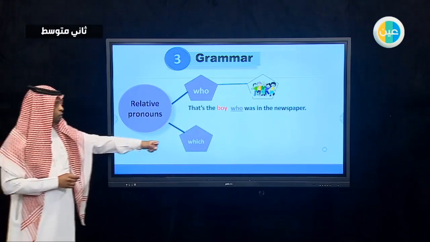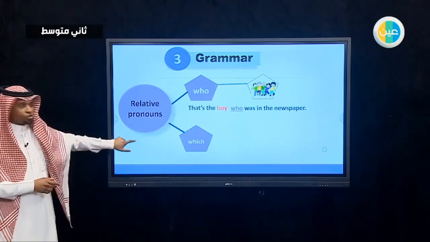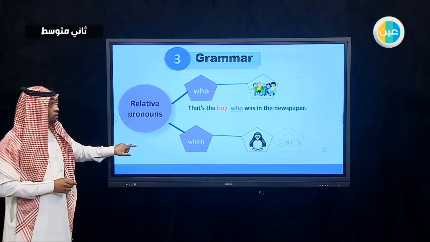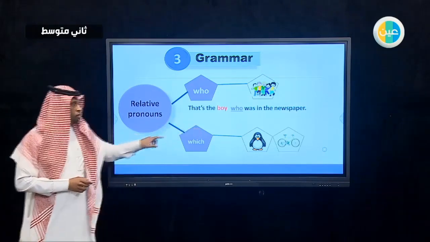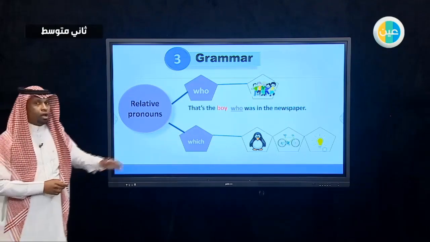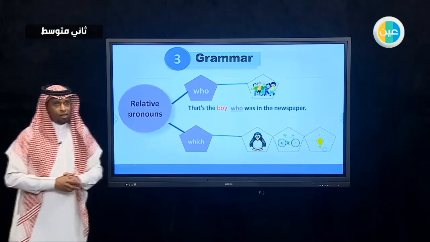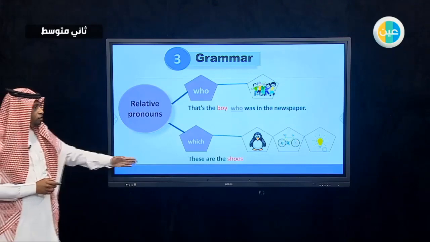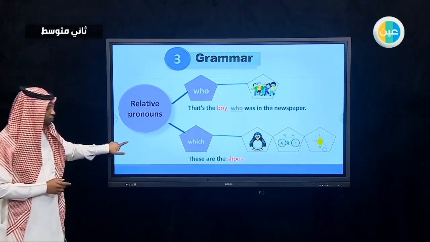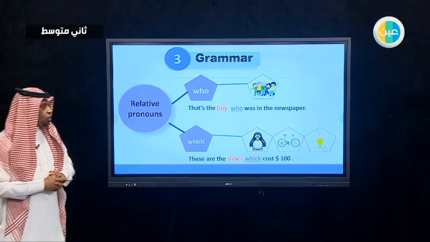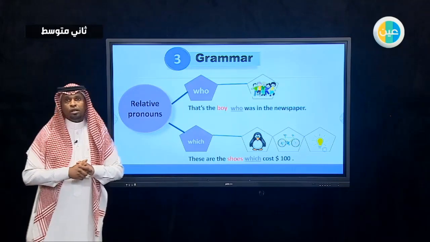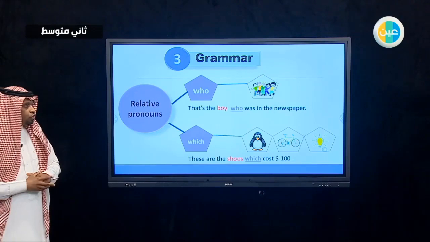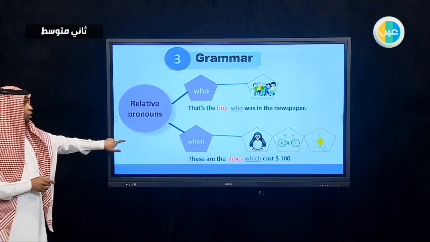We also have which. It can be used with animals, things, and ideas. For example, these are the shoes which cost $100. These are the shoes which cost $100.